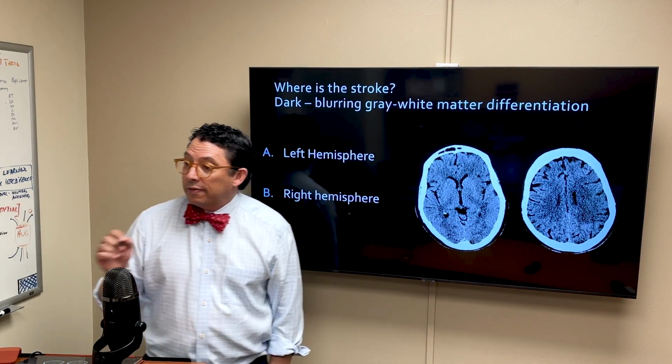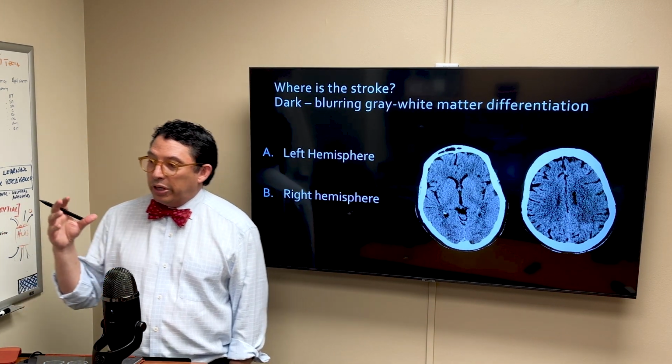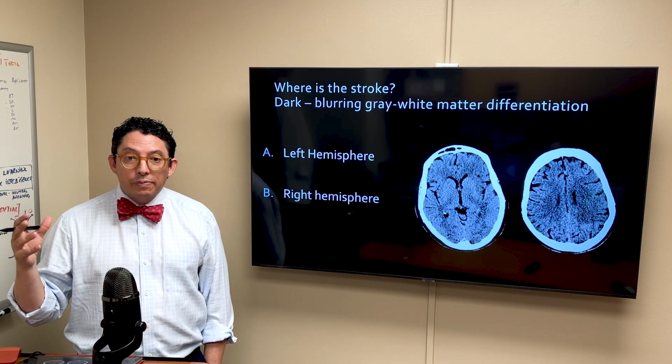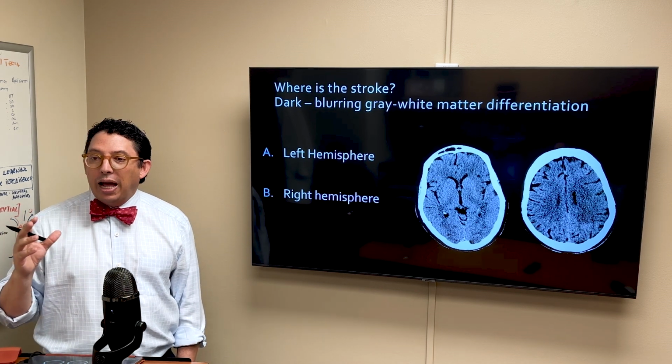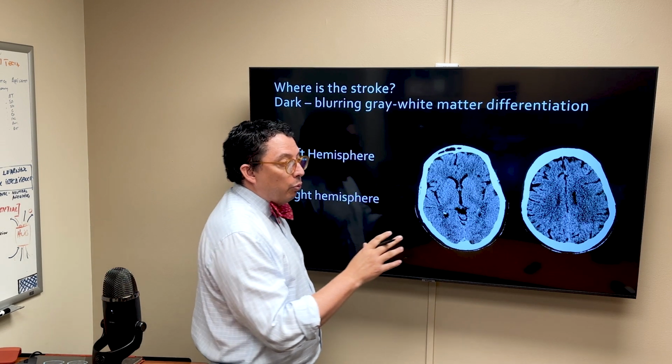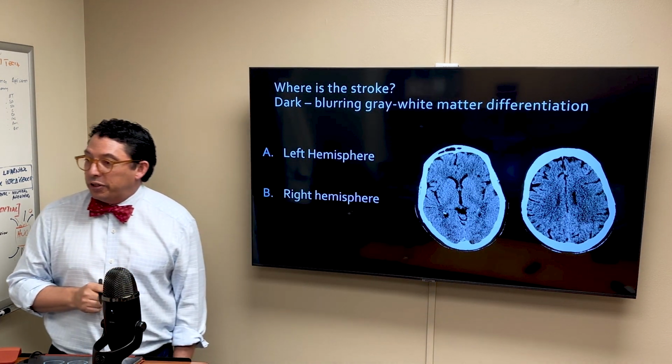What a stroke does is it's going to blur the gray and the white matter, because it's going to fill it with water, or edema. So you're going to have one of the sides of the brain in regions where you cannot see the gray-white matter differentiation clearly.